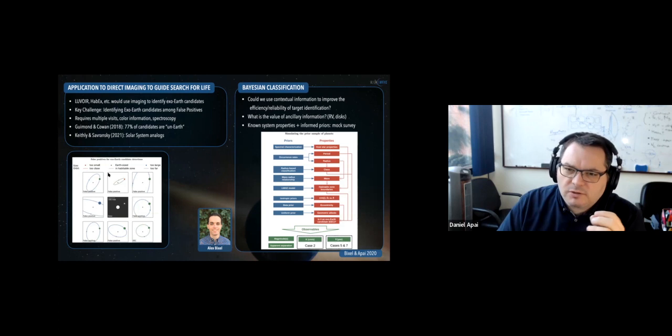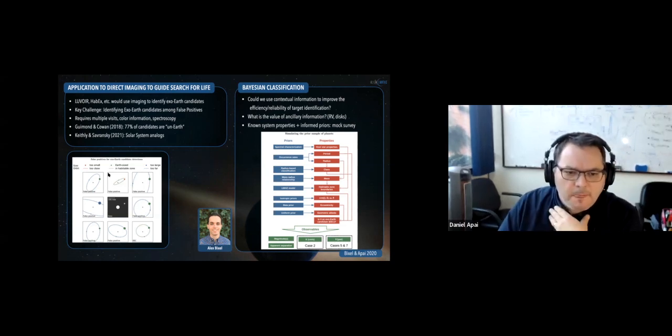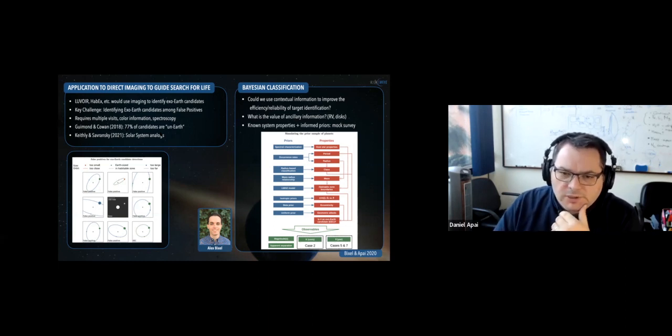These can be Earth-sized planets that are projected into the habitable zone, or it could be larger planets with a lower albedo or seen at a phase angle that makes them appear less bright. So this is a problem that is recognized to be a problem. A study by Guimond and Cowan argues that 77% of the candidates that will be identified are actually not Earth.